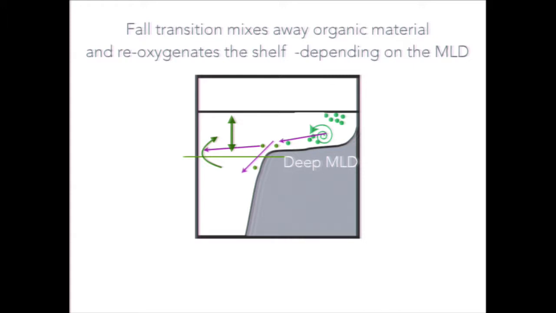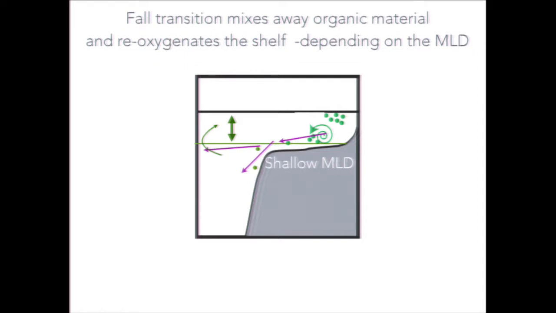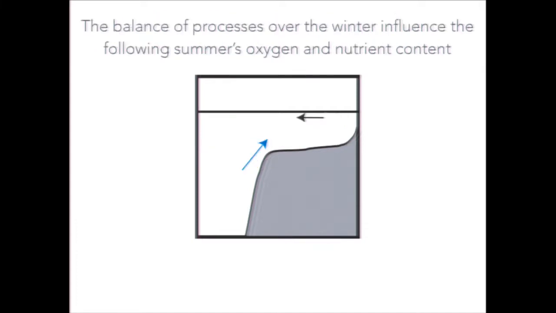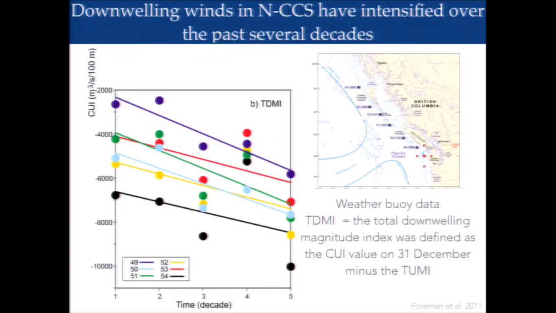Which would give you a longer path length to respire particles as well as the potential to entrain deeper nutrients. Whereas if you had a shallower mixed layer depth, right, you wouldn't have that space, and more particles could essentially escape that mixed layer depth, which would then be re-upwelled the following season. And so the balance of these processes over the winter influences that following summer's oxygen and nutrient content. And just as a side note, it has also been observed that the downwelling winds have intensified over the past several decades by more than one regional study.